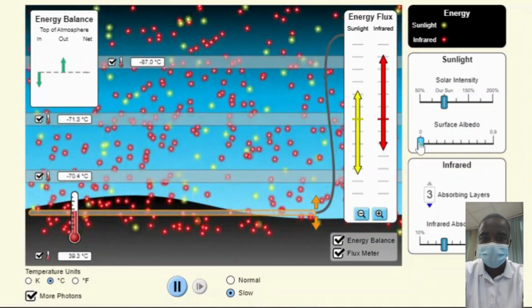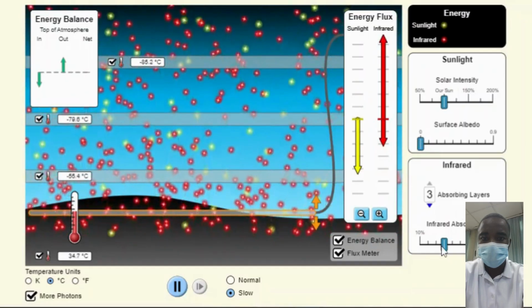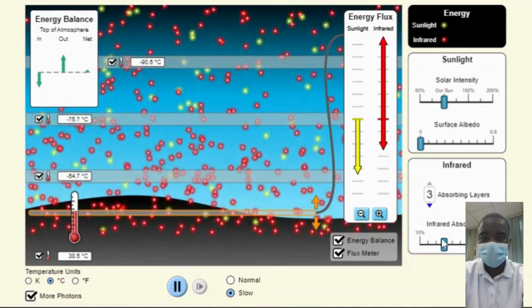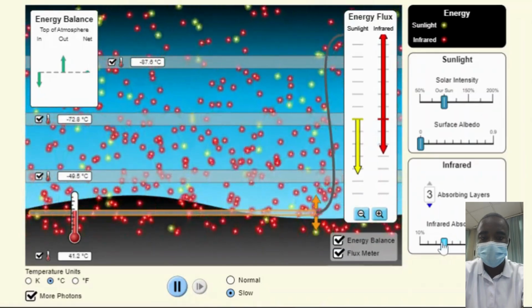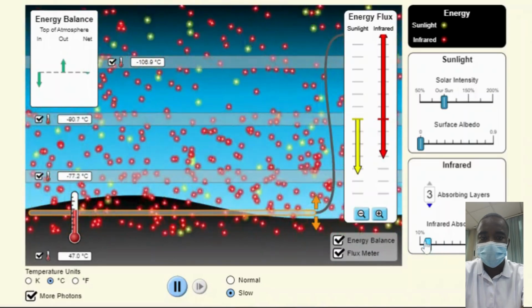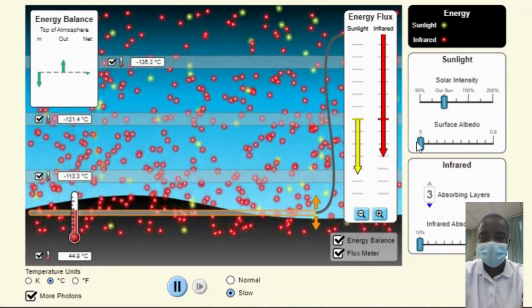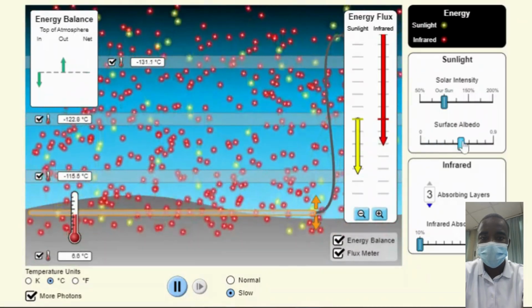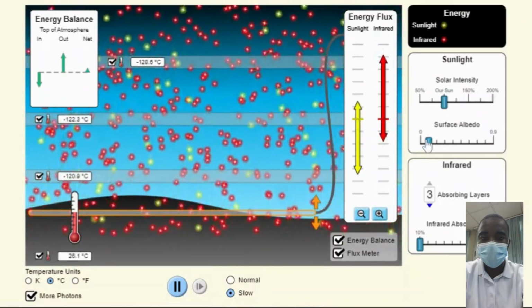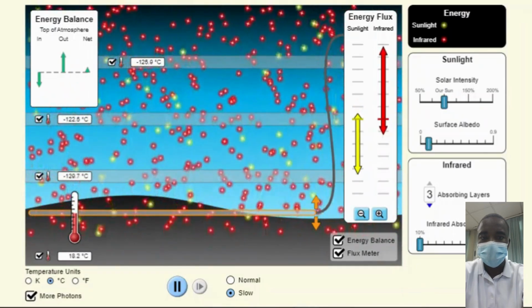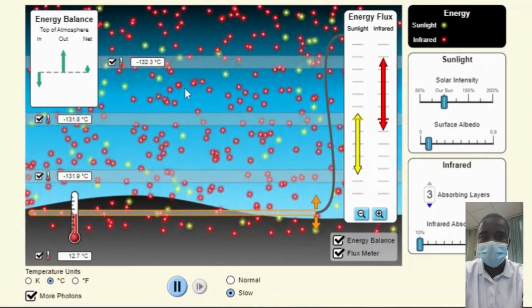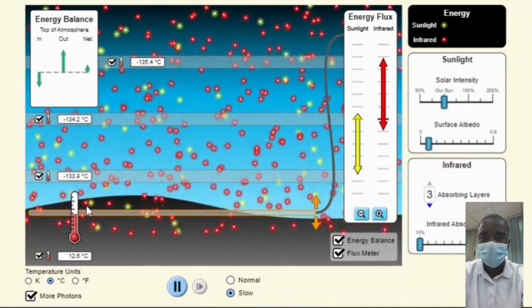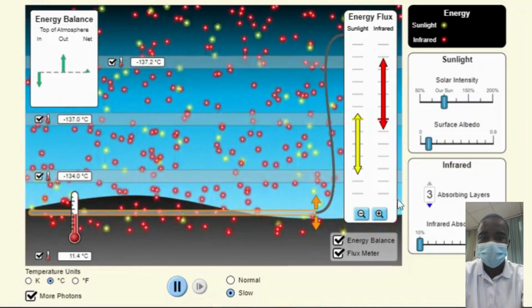The simulation provides an interactive platform where students can actively engage with the concepts of the greenhouse effect. By adjusting various parameters and observing the results, students can gain a deeper understanding of the mechanisms driving climate change. The visual nature of the simulation makes abstract concepts more tangible. Students can observe the behavior of infrared waves, photons, and the energy balance in real time, helping them to grasp complex ideas more easily.